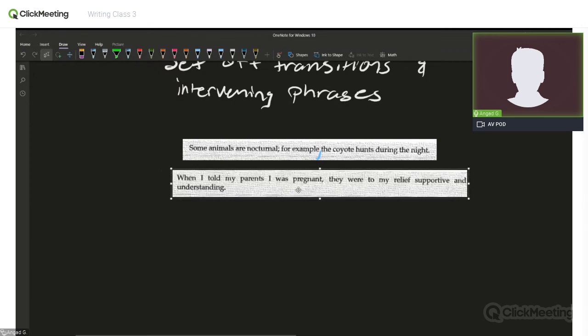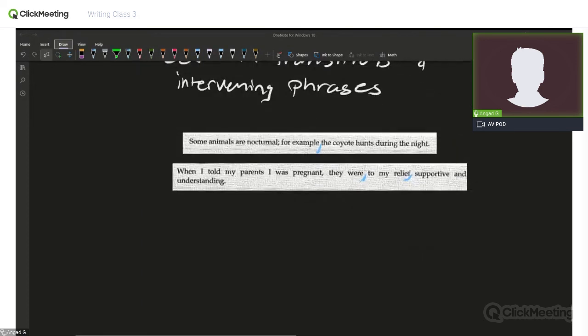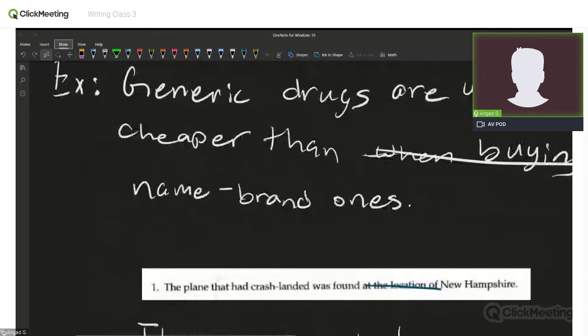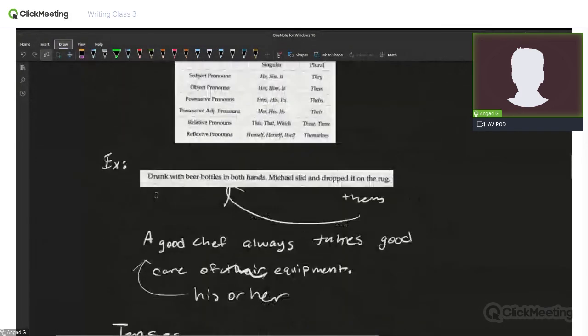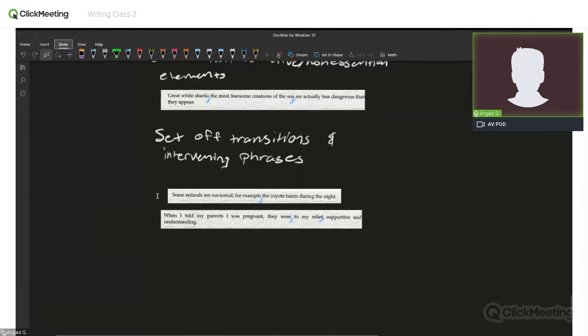Another example we have is, when I told my parents I was pregnant, they were, to my relief, supportive and understanding. So they were, comma, to my relief, comma, supportive and understanding. Do you guys get why I put the commas here? To my relief is non-essential, and this is just an intervening phrase, so we just set it off by commas. Do you guys get that? All right, cool. And yeah, that's pretty much it for commas. Does anybody have any questions with anything we've gone over so far at all? The redundancy, parallelism, pronoun references, commas, dashes, and colons. Any questions so far?